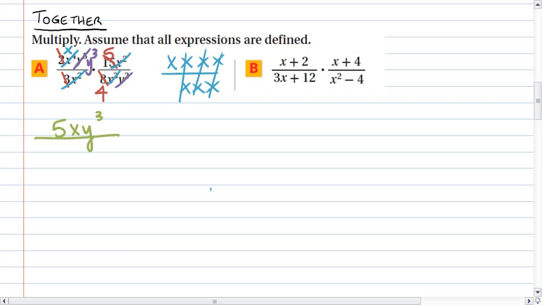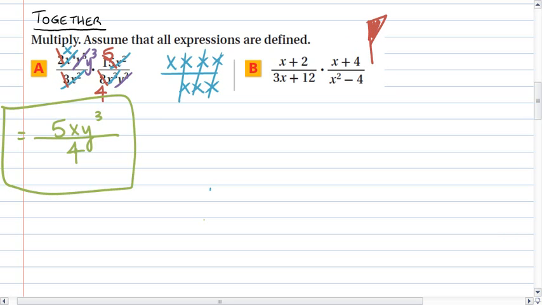And then in the denominator, we have a 4 left, and that looks like that's it since all of the other variables canceled out. So the final answer for part A would just be 5xy^3 over 4.